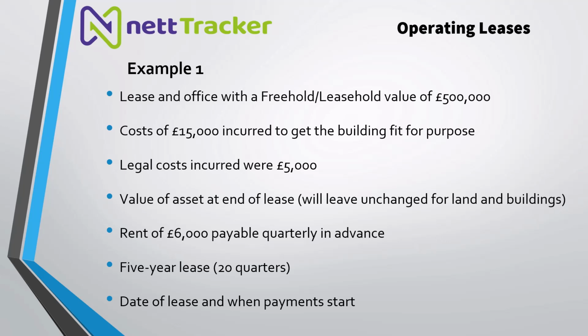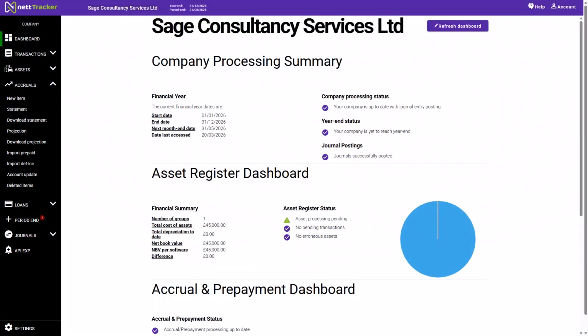For a building, we'll leave with no change, but vehicles, plant and machinery are likely to be worth significantly less at the end of a lease. When does the lease commence? When do the payments commence? How frequently are those payments made? Let's enter those known values into nettTracker.